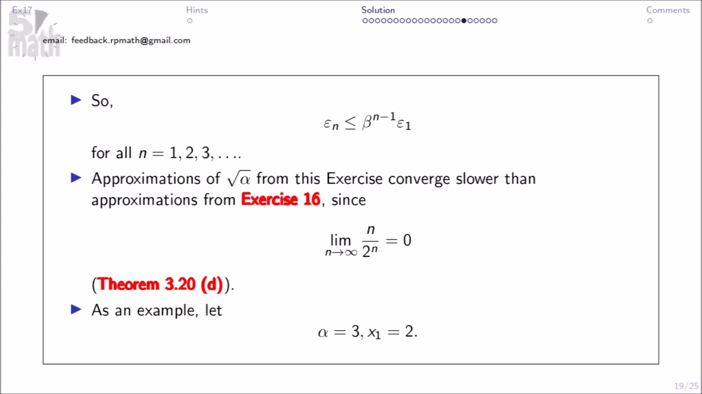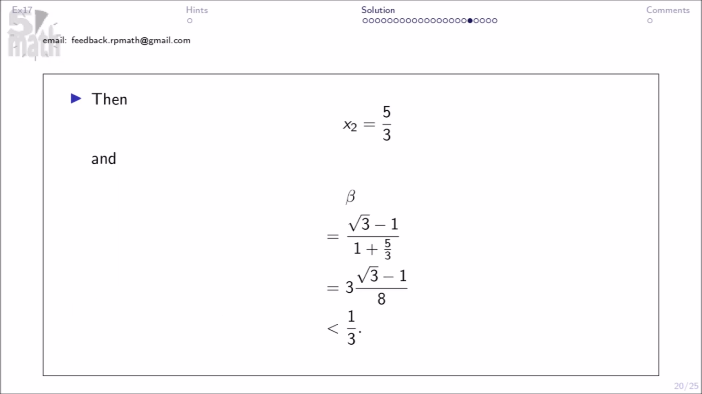Approximations for square root alpha from this exercise converge slower than approximations from exercise 16, since limit n to infinity n over 2 to the power n equals 0, theorem 320d. As an example, let alpha equals 3, x1 equals 2. Then x2 equals 5 over 3 and the following.